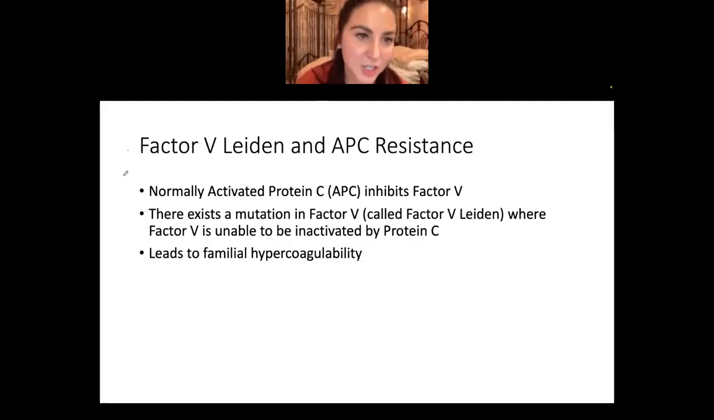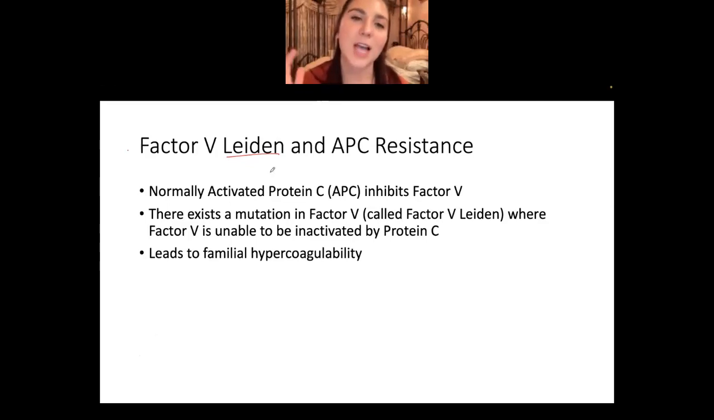There exists a mutation in factor V. It's called factor V Leiden. So factor V Leiden, this is the mutation on factor V. I think this is the guy that discovered it. He discovered the mutation, wanted to name it after himself, of course. So this is a mutation where now here comes protein C and it can't inactivate factor V. So you still get factor Va.